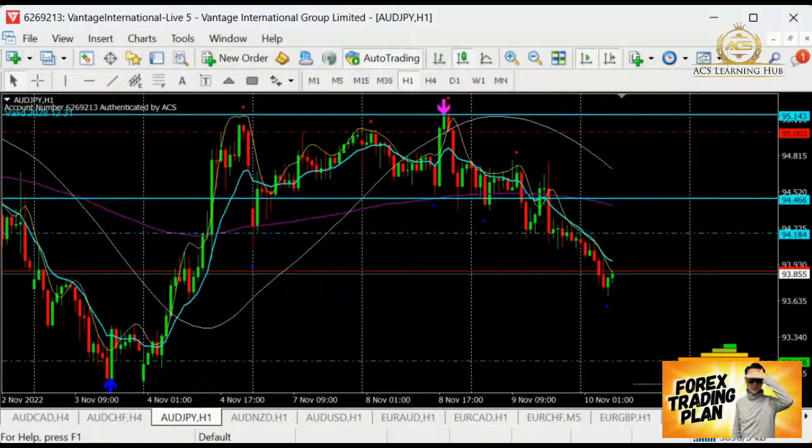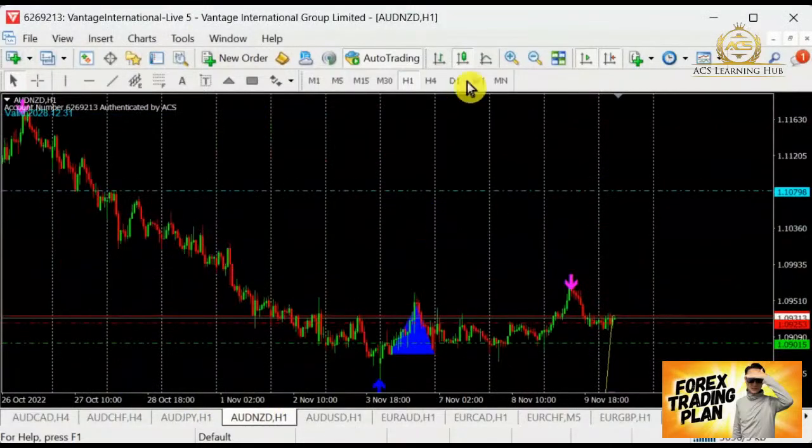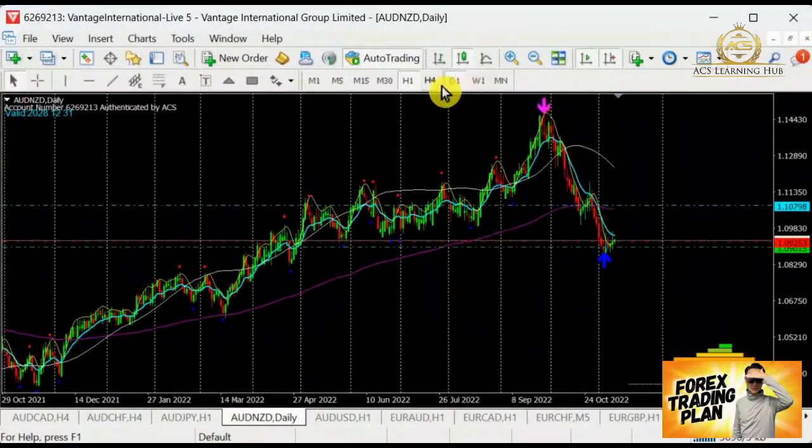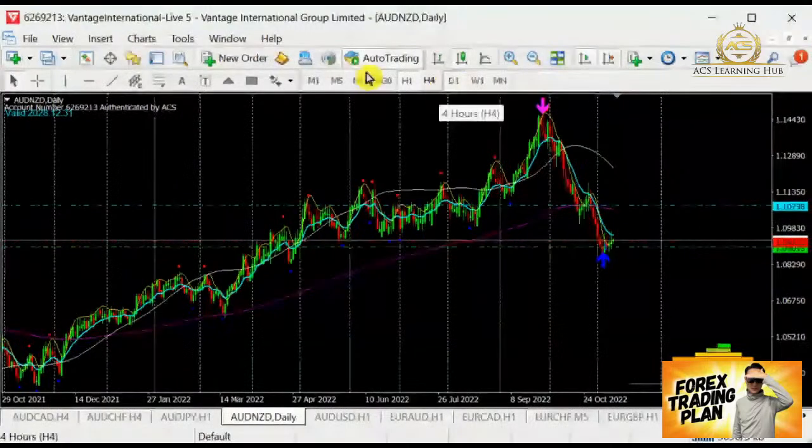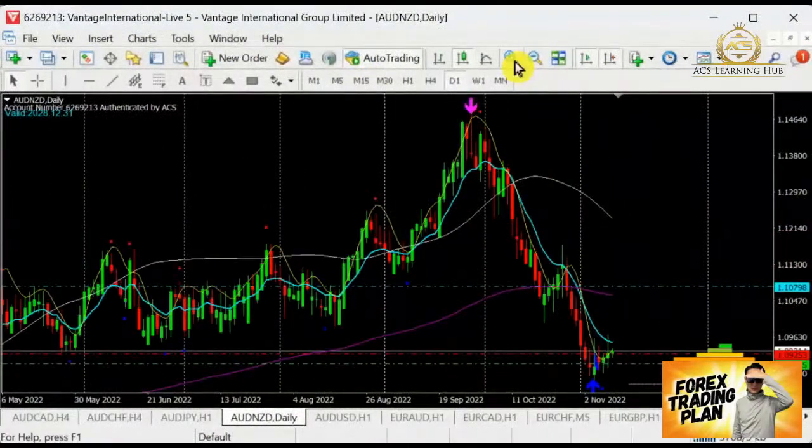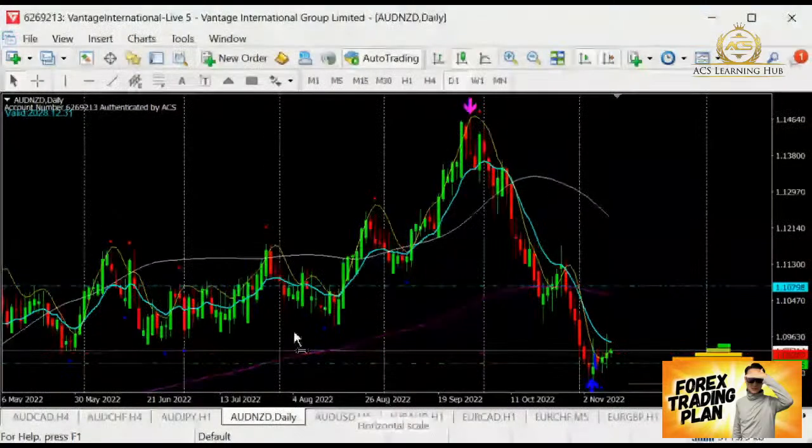So Aussie yen is something that we can look out for. At this point, let's take a look at Aussie Kiwi. Aussie Kiwi by now is already in the bag, but today we may be experiencing some pullback. Since we are looking at this pullback here, I suggest that we better not trade first, and we leave it at the side.